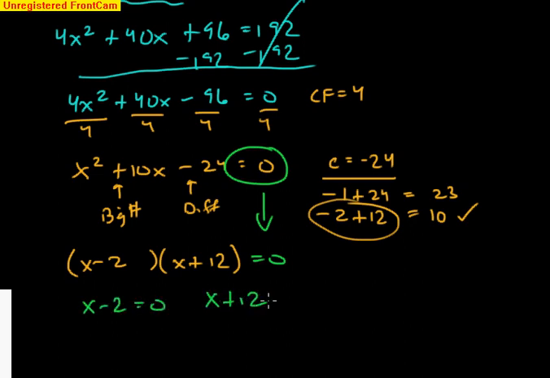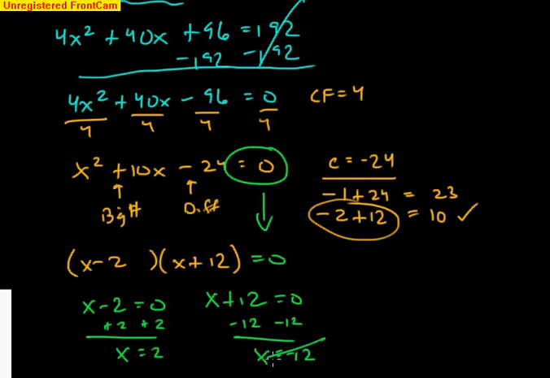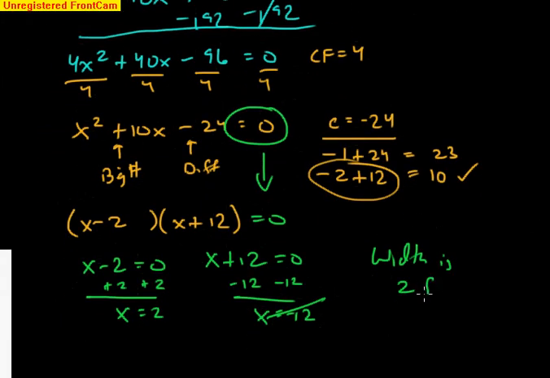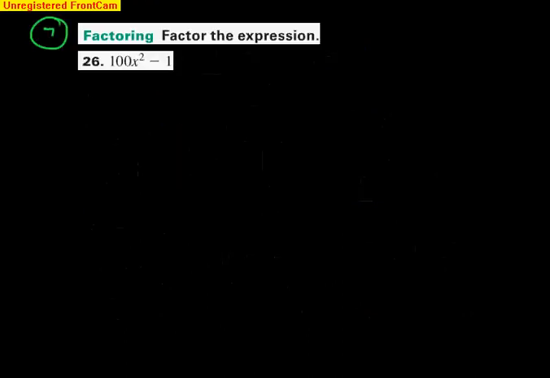x minus 2 equals 0. x plus 12 equals 0. Add 2, x equals 2. Subtract 12, x equals negative 12. I'm going to extend the garden, so I'm not going to use a negative length. So your answer is 2. So the width is 2, and I believe everything was in terms of feet. Yes. So that width of the border is 2 feet. Alright, look for those common factors. They make the problem easier.